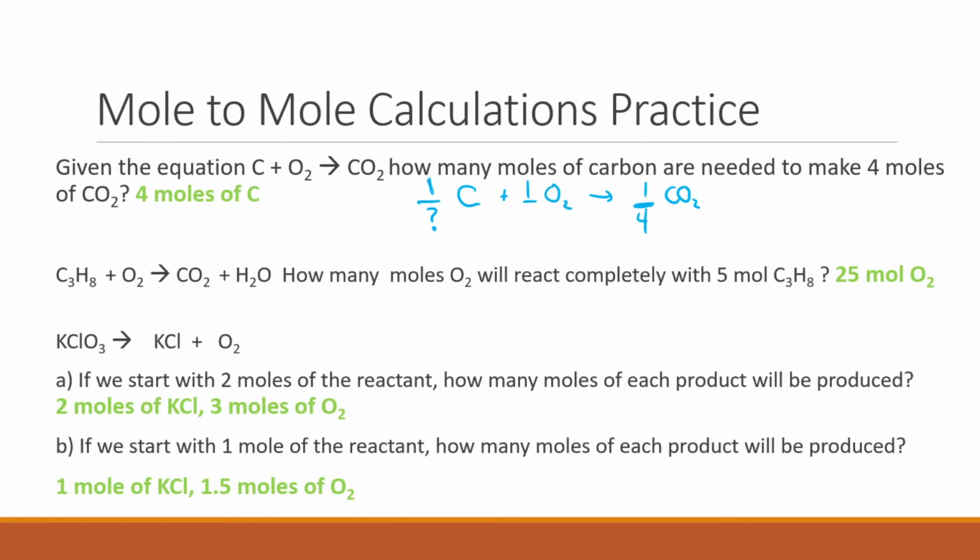1 here became a 1 on the other side. So our 2 numerators are the same, which means our 2 denominators should be the same, making this a 4. Alternatively, if you look at the one we're given, this was multiplied by 4. 1 became 4, so times 4 going down. So this should be times 4 going down. But either way you slice it, you should get 4 moles of carbon.